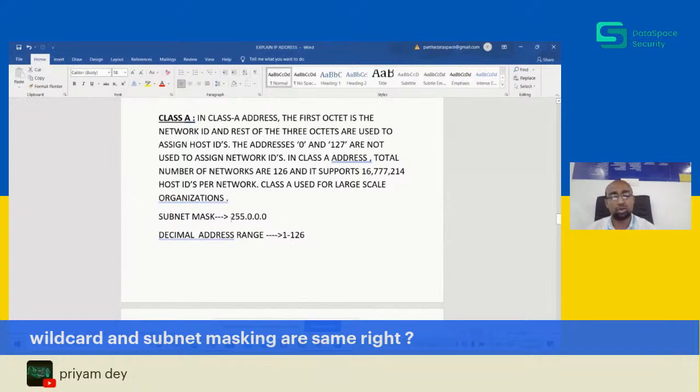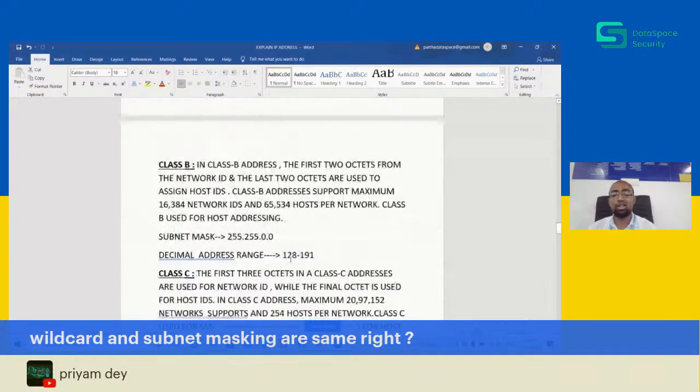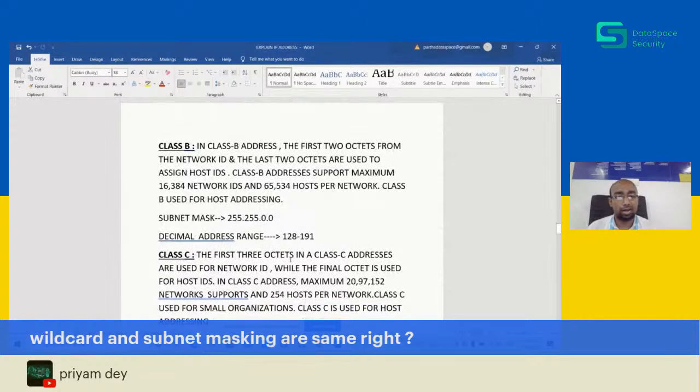So the network ID gets the highest value 255, and the host ID part is 0. So the subnet mask is 255.0.0.0, and the decimal address range is 1 to 126. Next, Class B. In a Class B address, the first two octets form the network ID and the last two octets are used to assign the host ID. Class B supports a maximum of 16,384 network IDs and 65,534 hosts per network.